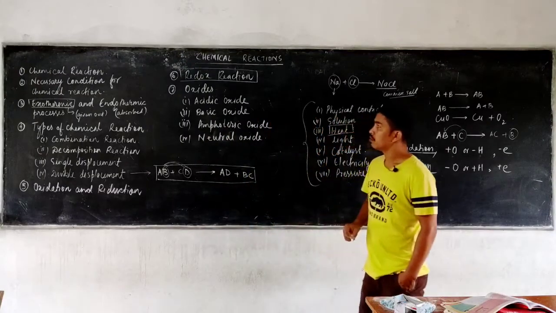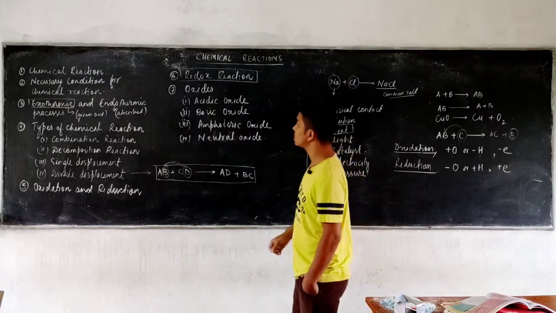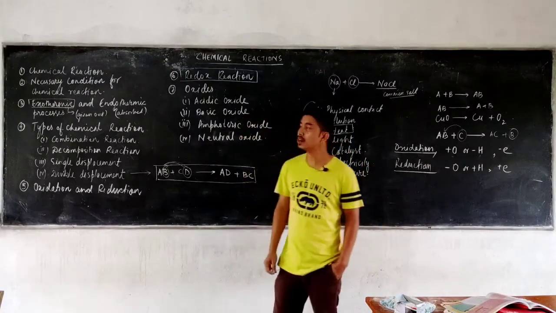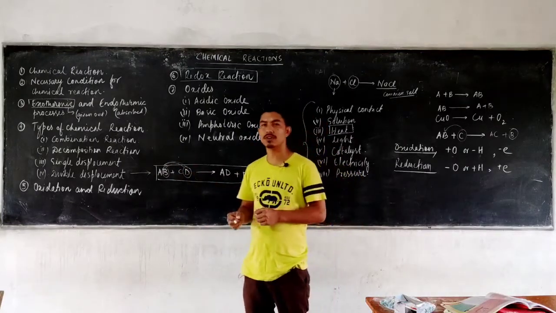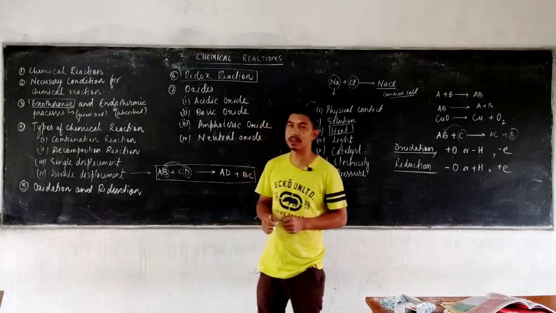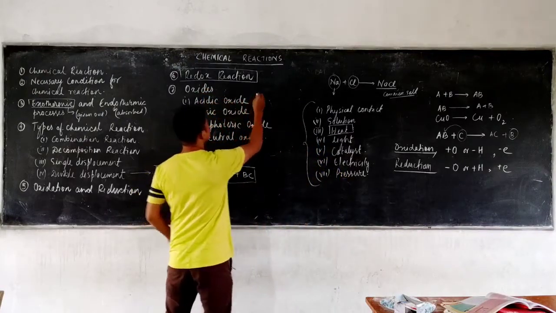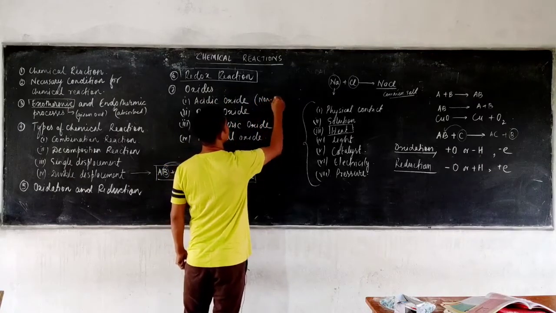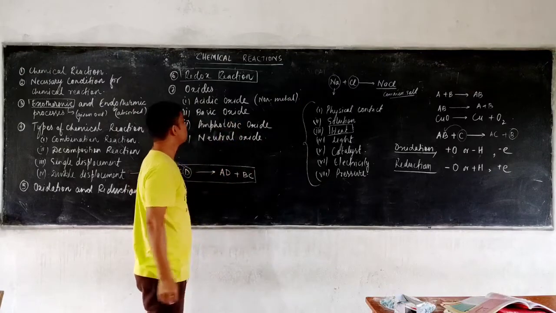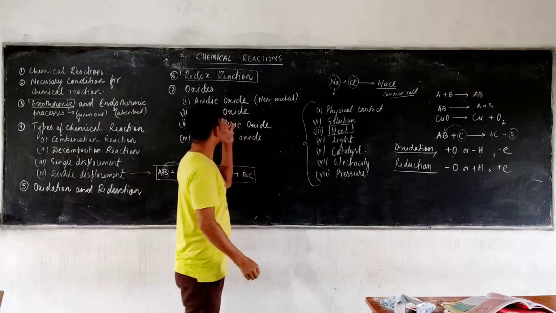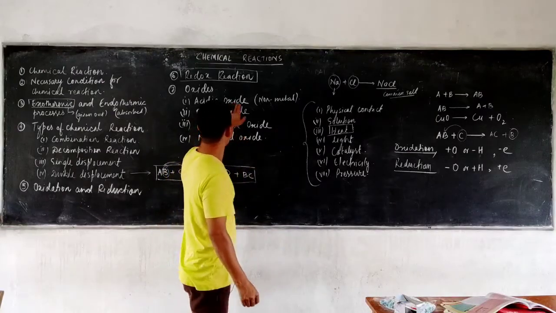Now coming to the 7th point mentioned on this board, oxides. So what are oxides? Whenever a metal or a non-metal reacts with oxygen, the product is known as an oxide. Now when oxygen reacts with a non-metal, the oxide formed is known as an acidic oxide. So non-metallic oxides are also known as acidic oxides.